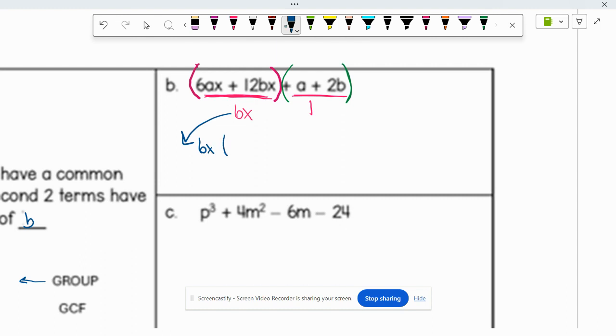And then what do we have left? Well, 6ax divided by 6x is just A. Oh my goodness, it's just A. And 12bx divided by 6x. Well, 12 divided by 6 is 2, and the x's cancel out, so I'm left with 2b. When I take out the 1 from the next term, anything divided by 1 is just itself, right? A plus 2b. All right. So what is my first binomial going to be? GCF plus GCF. What's that look like?